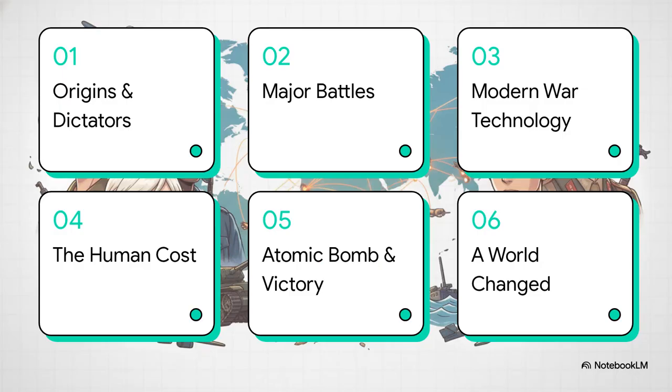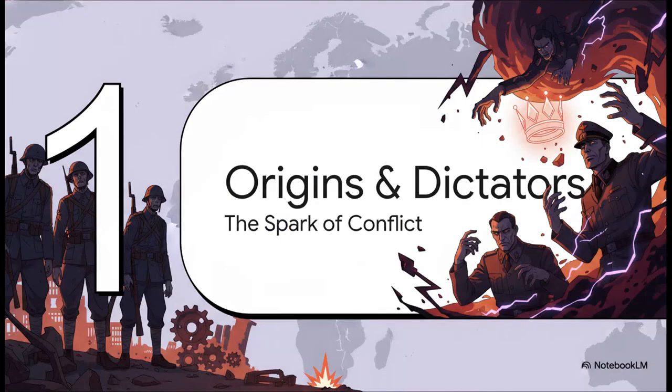To really wrap our heads around a global conflict of this magnitude, we're going to break it down step by step. We'll cover the origins of totalitarianism, the major turning points on the battlefield, the massive leap in modern military technology, the horrific human cost, the atomic conclusion, and finally, how it built the world we live in today. Let's get into it. Part 1, Origins and Totalitarianism, the Spark of Global Conflict.